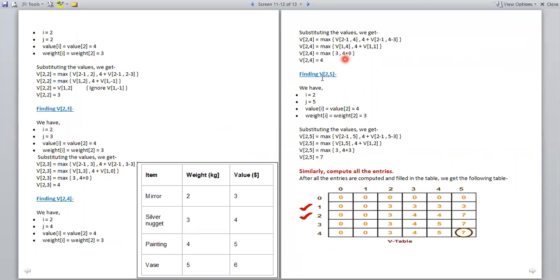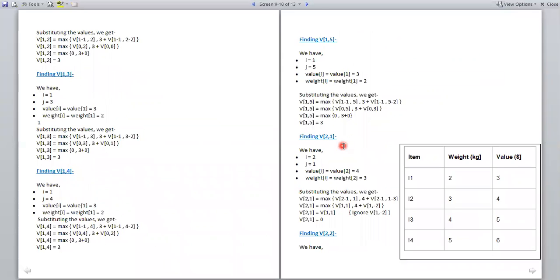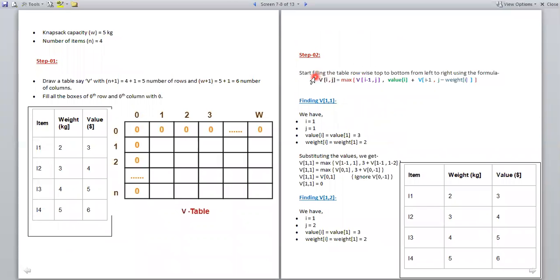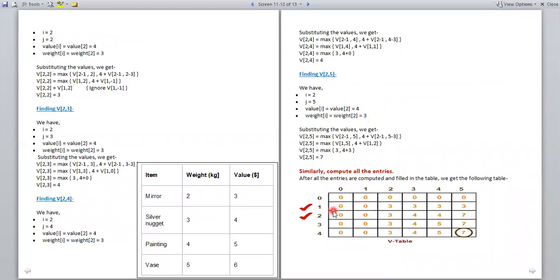Similarly, you can see we again apply the same formula for the second item. Then we find all the values of the corresponding row, and similarly compute all the entries. Using the same formula and the same procedure, you can calculate the rest of the rows, that means the third row and fourth row, and then this is the final table. I'm not showing here how to calculate the third and fourth rows, it is the same.